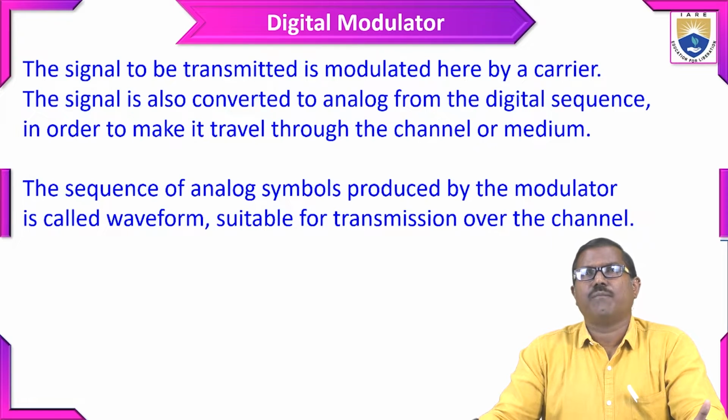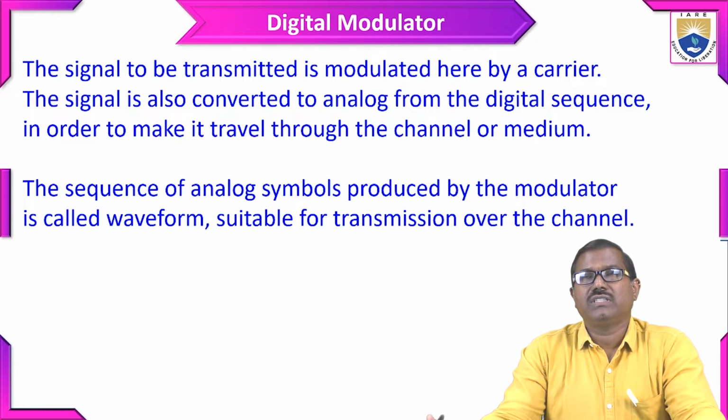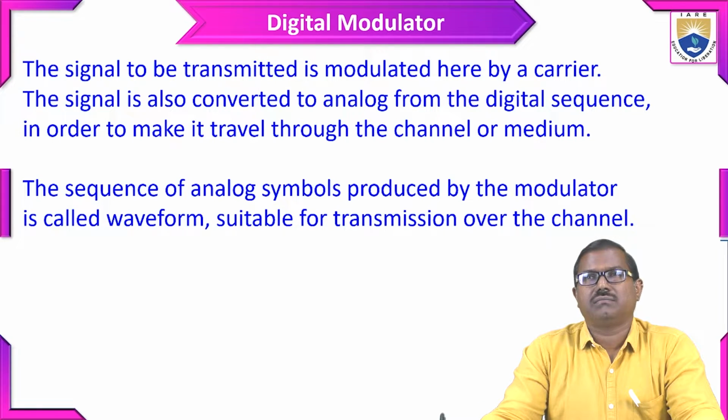Coming to the digital modulator. This is the third block in the transmitter. The signal to be transmitted is modulated here by a carrier. The signal is also converted into analog form from the digital sequence in order to make it travel through the channel or medium. The sequence of analog symbols produced by the modulator is called a waveform, suitable for transmission over the channel.